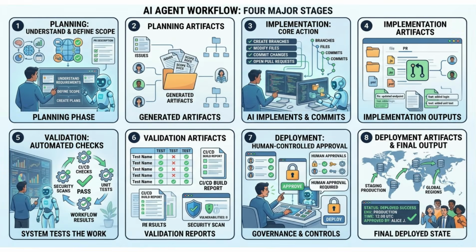The four major stages are planning. Here the agent can understand requirements, define scope, create plans, identify success criteria. Typical GitHub artifacts include issues, discussions, pull request descriptions. Implementation: here the agent can create branches, modify files, commit changes, open pull requests. Validation: here the system validates work through CI/CD checks, tests, security scans, workflow results.